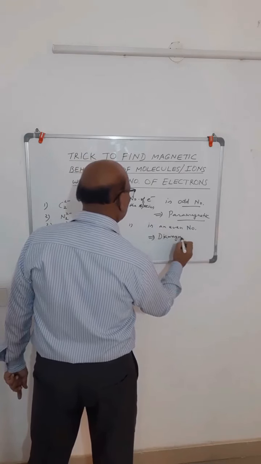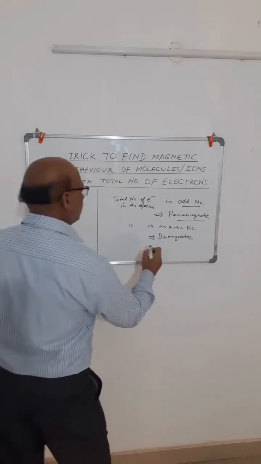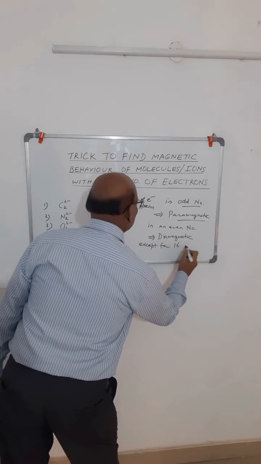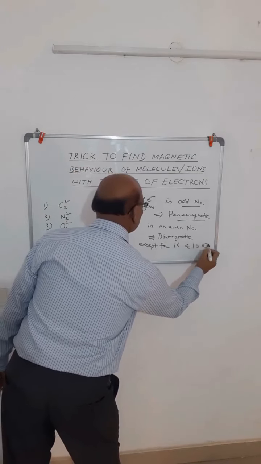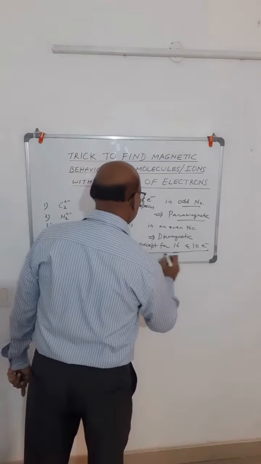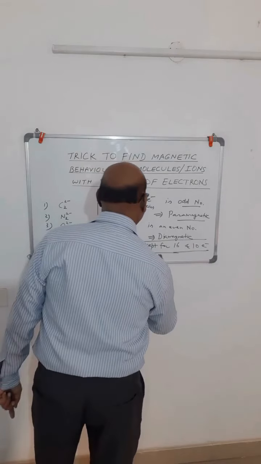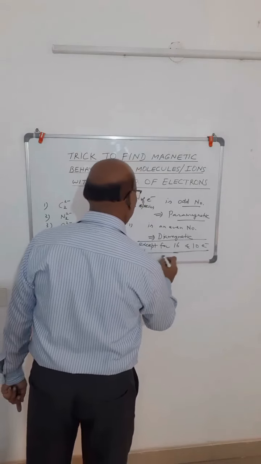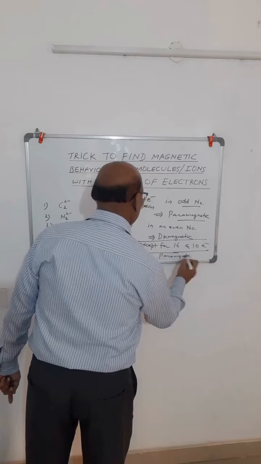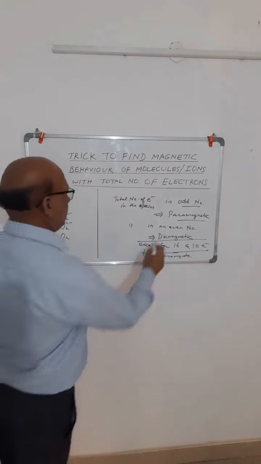With one exception, then it is diamagnetic except for 16 electrons and 10 electrons. So when the electrons are either 16 or 10, then it is not diamagnetic, then it is paramagnetic. Okay, for these 16 and 10 electrons it is paramagnetic, and all other even number of electrons it is diamagnetic.